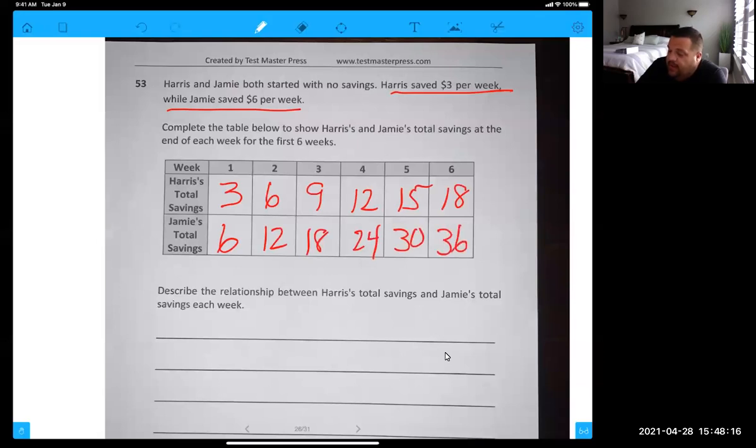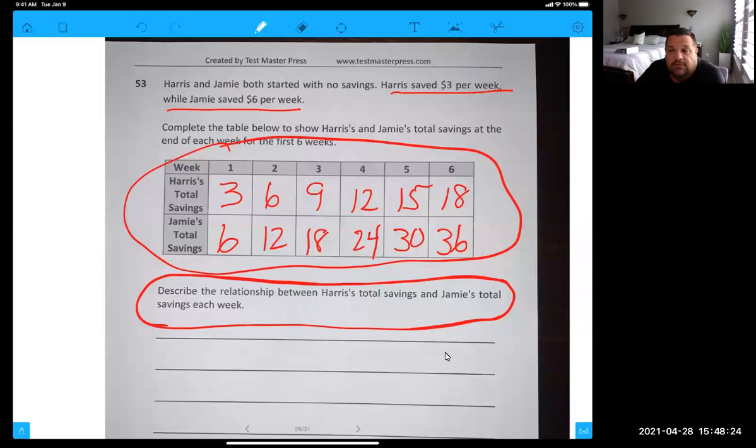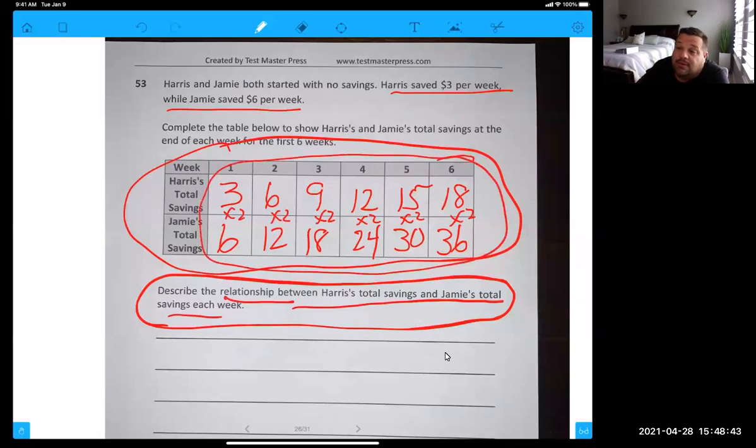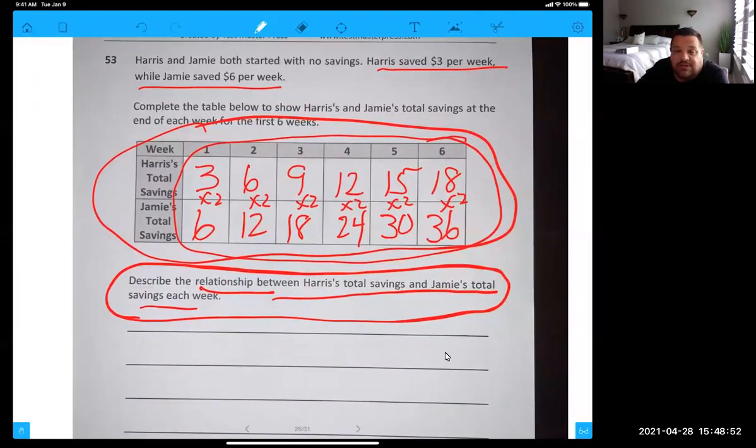30 and 36. Now, the ultimate question they're asking you is, what is the relationship between basically these numbers? Well, isn't it times 2, times 2, times 2, times 2, times 2, and times 2? So don't overthink this. When they ask you on the test, what is the relationship between their savings? When they give you this question, there's going to be a pattern. They just want you to find the pattern and say what it is. And on your test, it'll probably be multiple choice, but you've got to know just to set up these charts this way, it's always going to be easy. They're just going to ask you to find the patterns, okay?